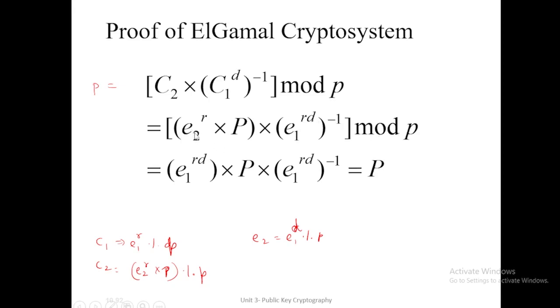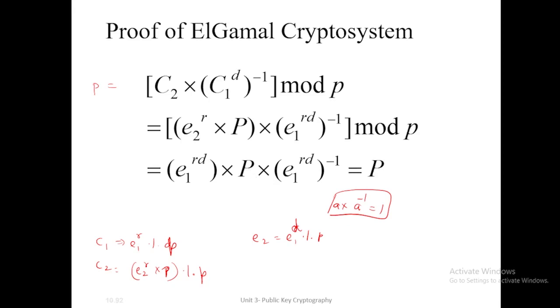And we know that E2 is equal to E1 power D mod P. So instead of E2, I am writing E1 power D into R. So that is written as E1 power RD. So the values are E1 power RD into P, E1 power RD inverse. So we are able to cancel E1 power RD and E1 power RD inverse, because in the multiplication formula, A into A inverse is equivalent to 1. So for that, E1 power RD and E1 power RD inverse are cancelled, and we are able to retrieve the plain text. So this is the ElGamal cryptosystem algorithm.